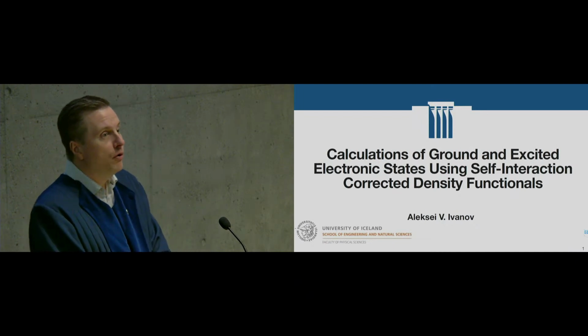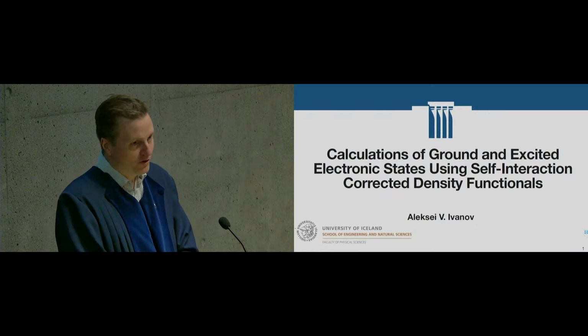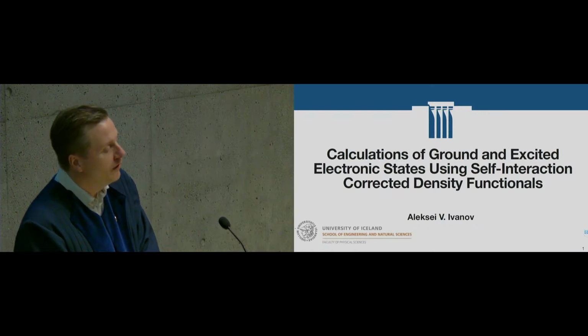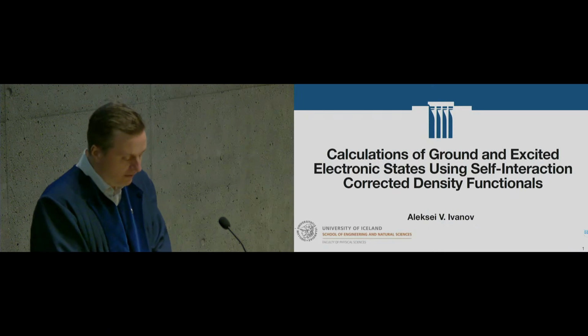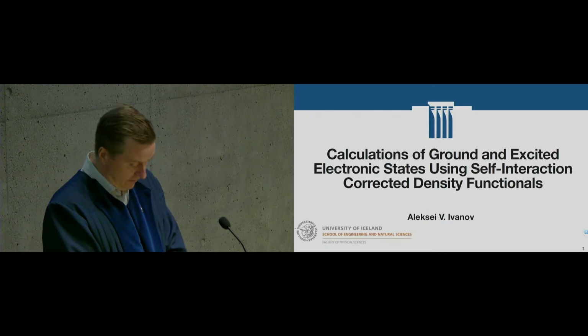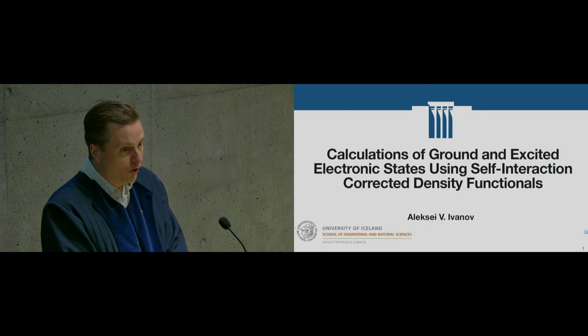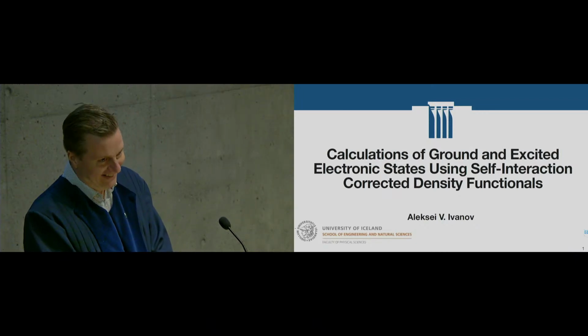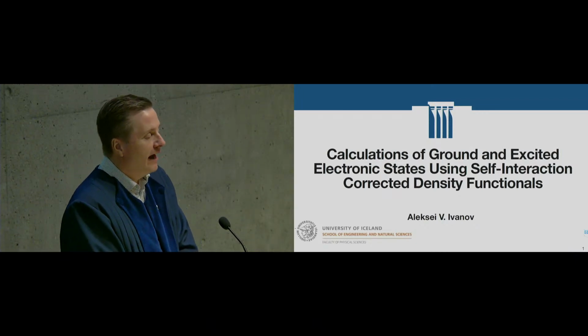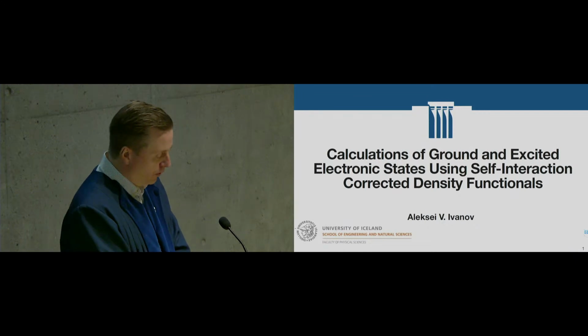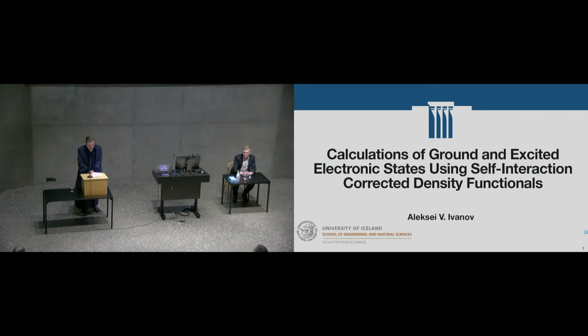Then we have two faculty opponents. We have one on site, that is Professor Andrei Manolescu from Reykjavik University. He's at the School of Technology, Department of Engineering at Reykjavik University. And then we have one faculty opponent online, and he is Thomas Olsen. He's associate professor at the Department of Physics at DTU, or Technical University of Denmark. And he will be with us on Zoom and also on the stream.